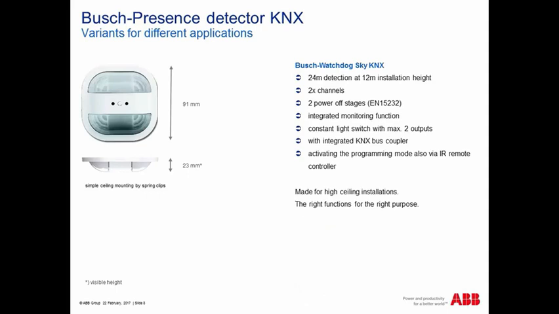The next presence detector is our Busch Watchdog Sky. This is not made more for office and room application. It is more made for high halls, high rooms. Typically, the application for this one is an installation height of 12 meters in a gym or in a sports hall, something like that.